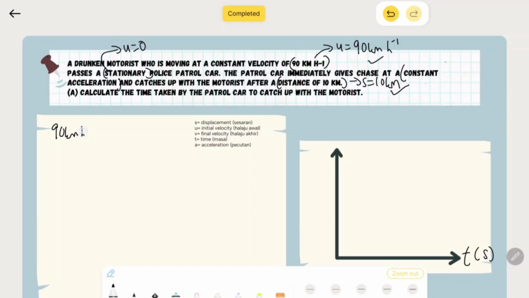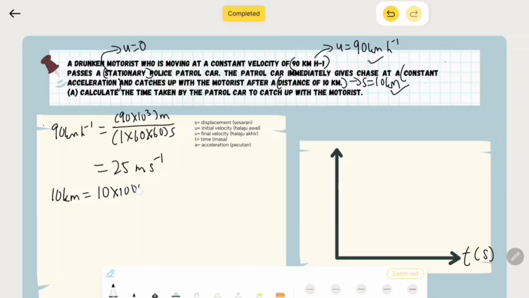90 km per hour, to change to meter, 90 times 10 power 3 meter, and 1 hour. 1 hour is equal to 60 minutes, while 60 minutes is also equal to 3,600 seconds. So it is 1 times 60 times 60 to become seconds, and you will find the answer 25 meter per second. The next one, 10 kilometer. To change this to meter, we need to times 1000, and you will get 10,000 meter.